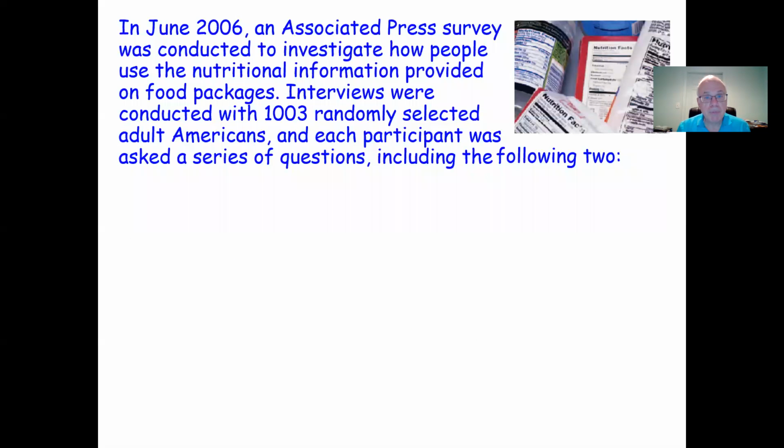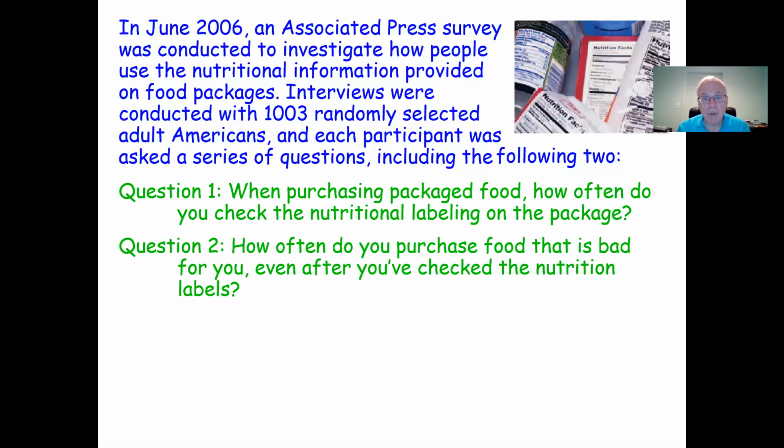So let's just do an example here. It says, in June 2006, an Associated Press survey was conducted to investigate how people use the nutritional information provided on food packages. Interviews were conducted with 1,003 randomly selected adult Americans. So our sample size n is equal to 1,003. And each participant was asked a series of questions, including the following two.